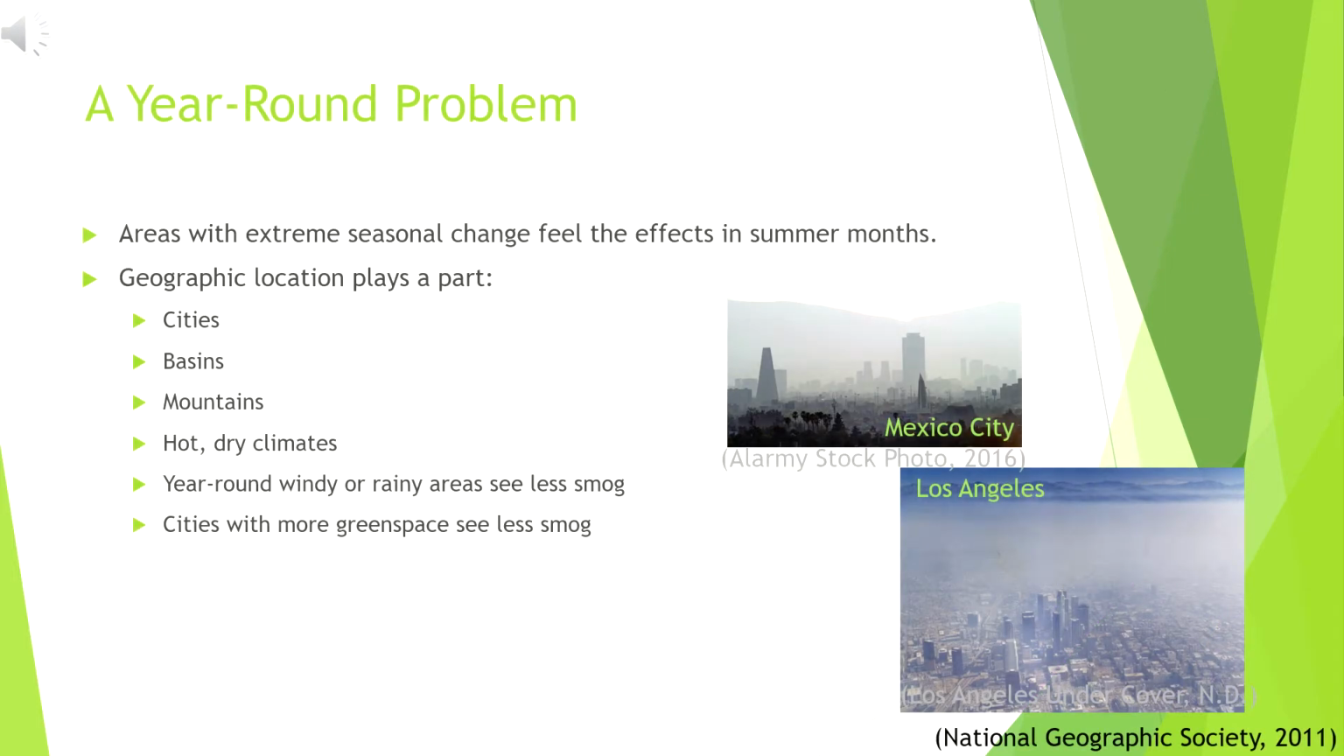Smog is a year-round problem, but in areas that see extreme seasonal change, it is more problematic in the summer months. Geographic location also plays a role. Obviously, a busy city will see more smog than the countryside, but cities and towns located in mountainous regions or basins see more smog than others because the wind cannot carry out the smog, leaving it trapped in the valley. Two examples you can see here are Mexico City and Los Angeles. You see where the smog sits and where the mountains are above in the background of the pictures. Cities and towns with more green spaces or year-round wind and rain will experience less severe smog.